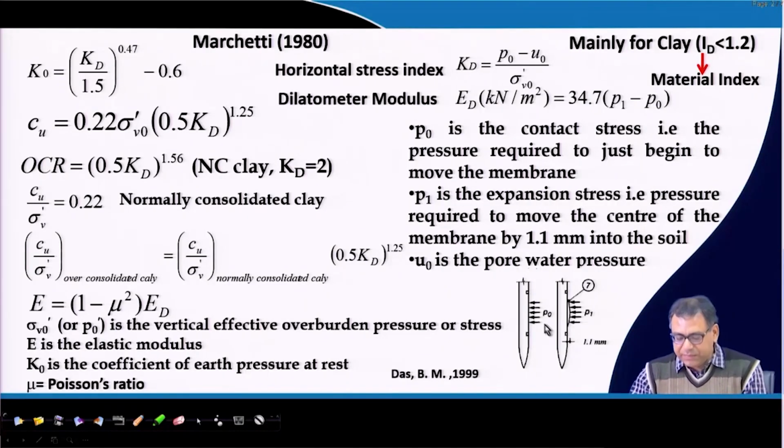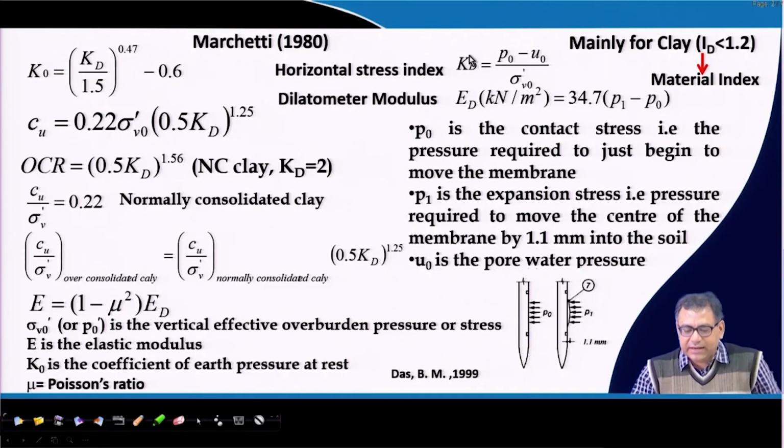So, once I get P0 and P1 and calculate U0, I will get different properties. First one is the horizontal stress index, Kd. Kd is (P0 minus U0) divided by sigma V0 bar, where sigma V0 bar is the effective vertical overburden pressure. So, if I know U0, sigma V0 bar and P0, from here I will get Kd. Then I will get the dilatometer modulus, Ed. Ed is 34.7 times (P1 minus P0).